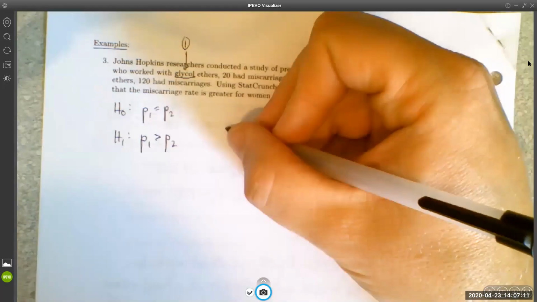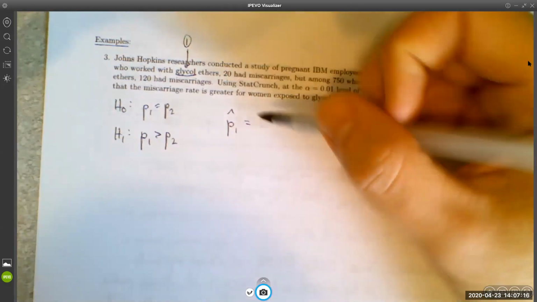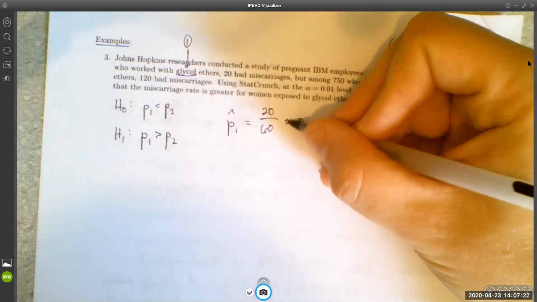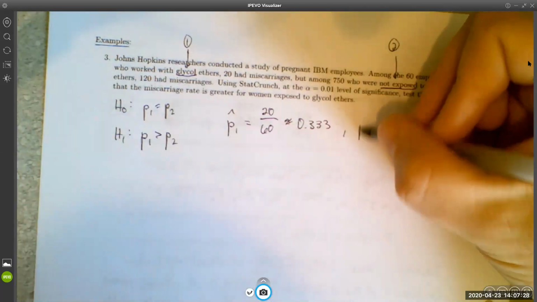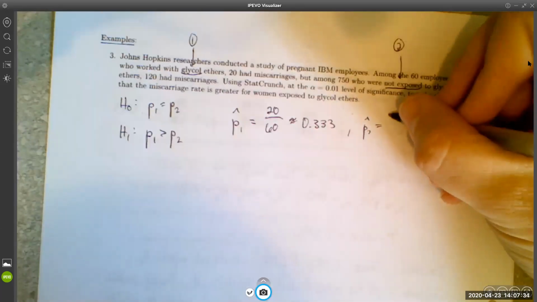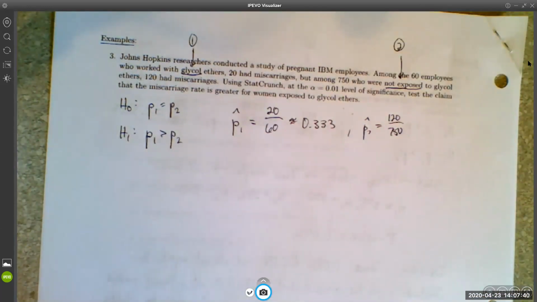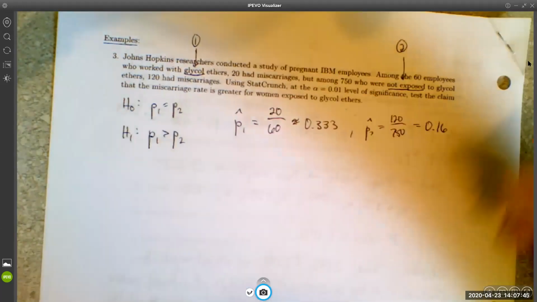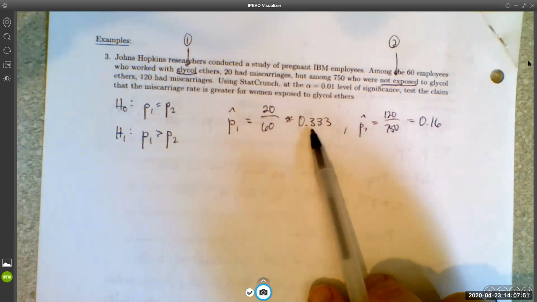Well, what sample evidence do we have? For the women exposed to glycol ethers, 20 had miscarriages. It was 20 out of 60, which is about 0.333. For women not exposed, 120 had miscarriages out of 750. Let's see about how much that is. Well, that's exactly 16%. That's quite a bit less than that.